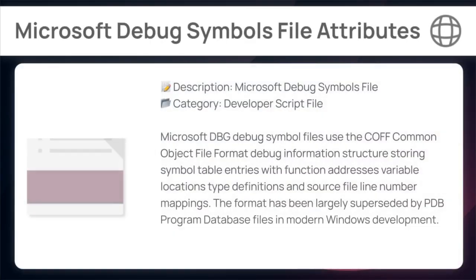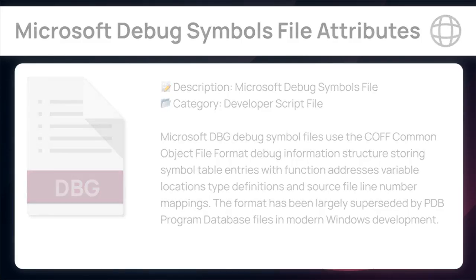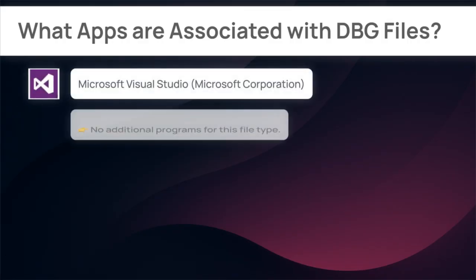Microsoft DBG debug symbol files use the COFF common object file format, a debug information structure storing symbol table entries with function addresses, variable locations, type definitions, and source file line number mappings. The format has been largely superseded by PDB Program Database files in modern Windows development. Microsoft Visual Studio, developed by Microsoft Corporation, serves as the industry application standard for DBG.